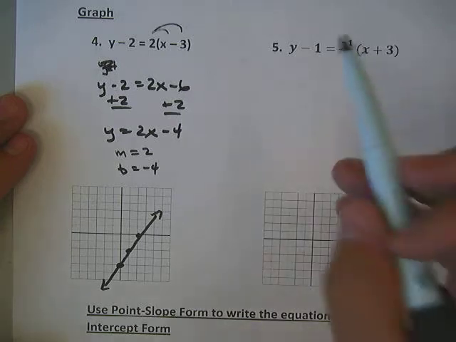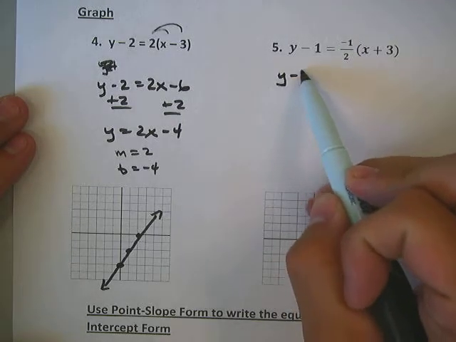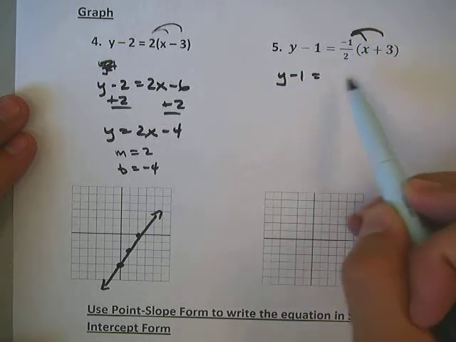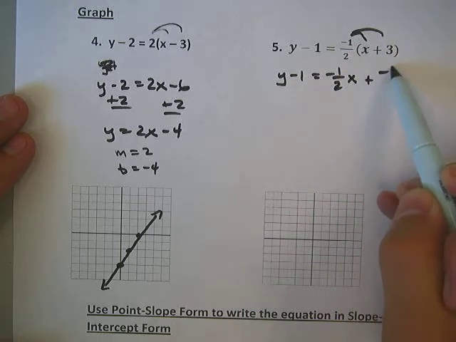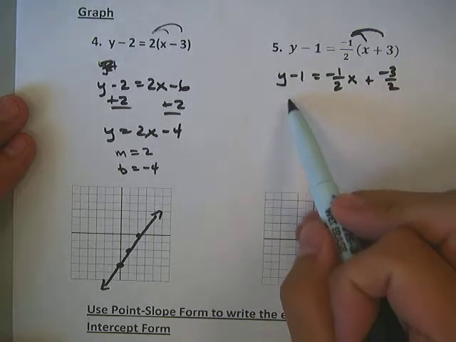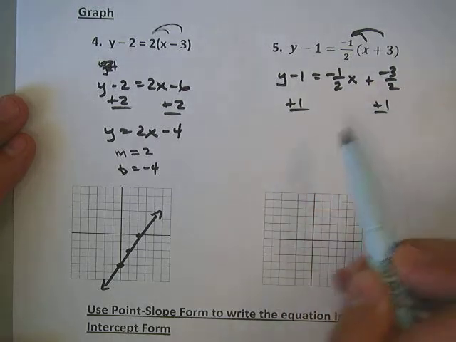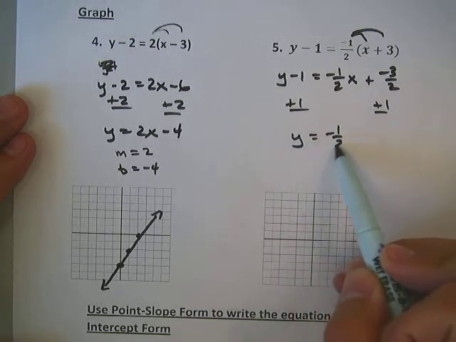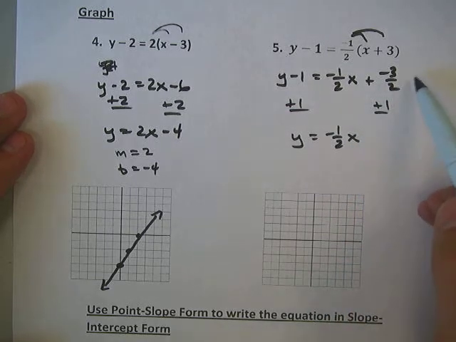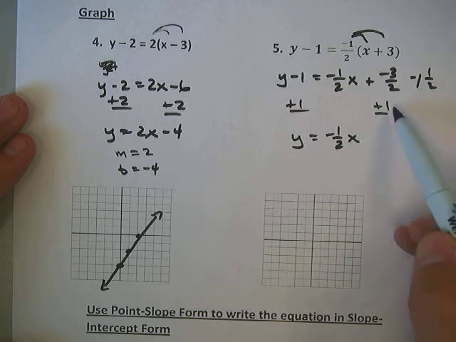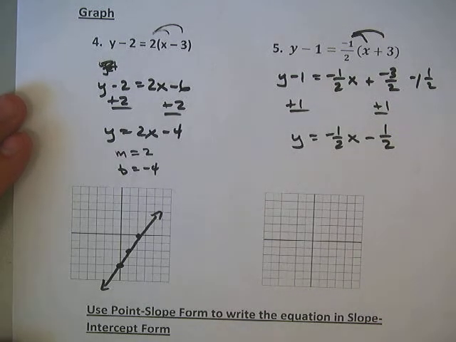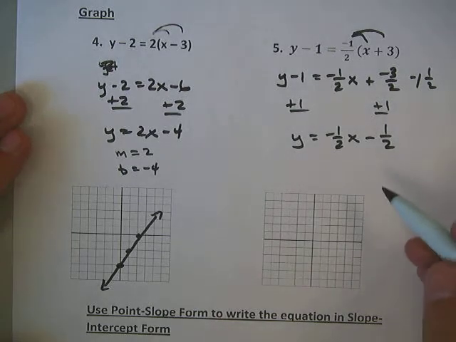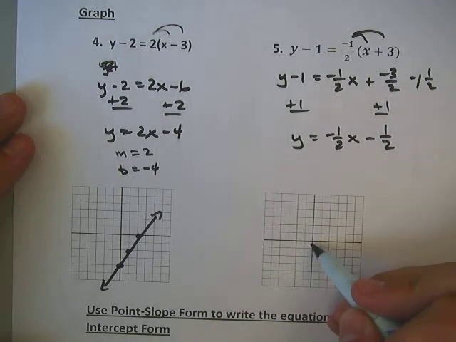Okay, so try that one. This would be a good one to hit pause and see if you can do it on your own. Alright, so what would you do? Well, let's see. I would distribute. So I get negative 1/2 x, looks like, plus negative 3 over 2. I would add 1. So y equals negative 1/2 x. Now, negative 3 over 2 is the same thing as negative 1/2. So if I have negative 1/2 plus 1, that's going to be a negative 1/2.